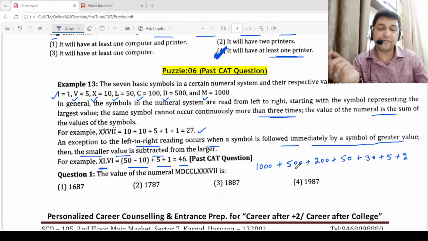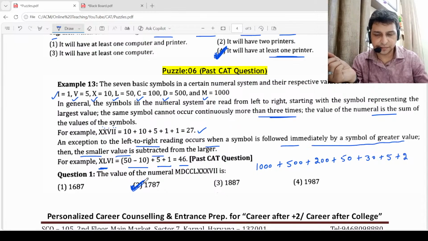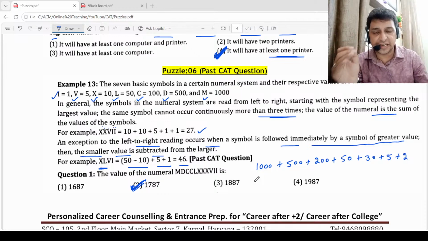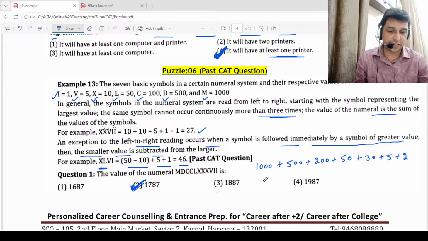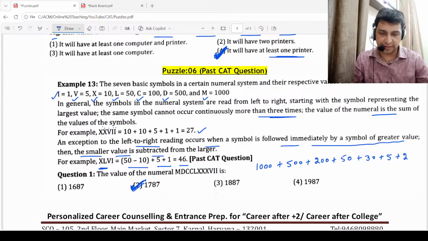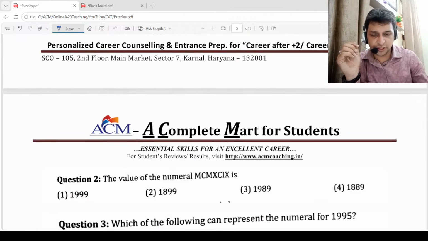So we get 1000 and 500, 1500, 1700, 1787. That gives me the answer. So the first question, the numeral MD double C L triple X VII, that is 1787. That is the answer straight away. Let's have a look at the next question.